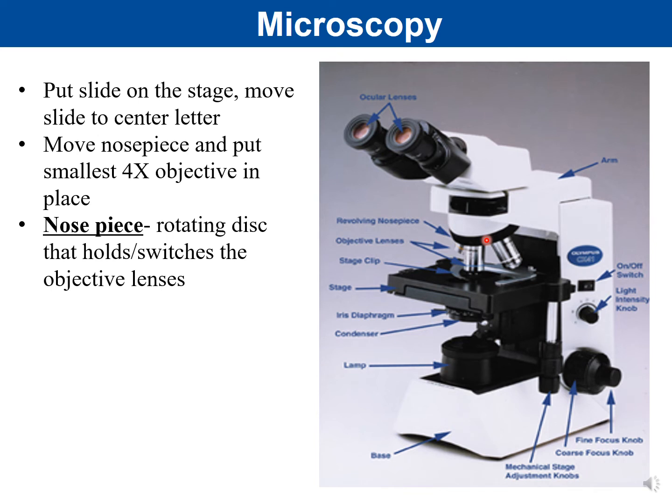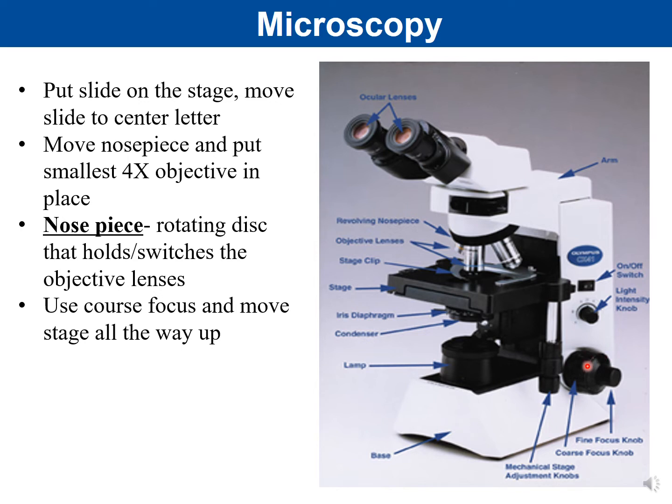Now again, the nose piece is this rotating disc that holds and switches the objective lens. Over here, you see two sets of knobs. The bigger knob that's closer to the base is referred to as the coarse objective or coarse focus knob. This smaller knob here is referred to as the fine focus.